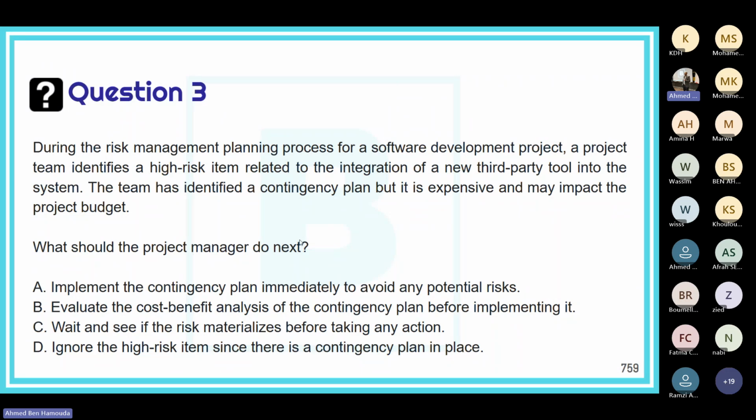So here what we need to do is to evaluate the cost benefit analysis of the contingency plan before implementing it, since it is expensive. Okay, so we don't implement it immediately because it's expensive, but we need to make a cost benefit analysis before implementing it.